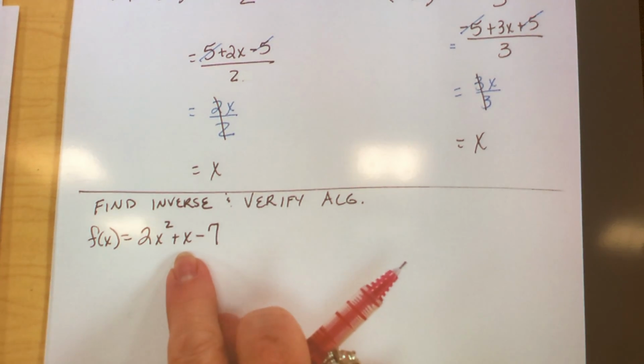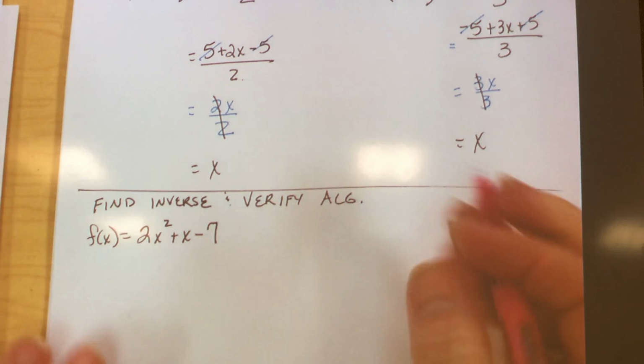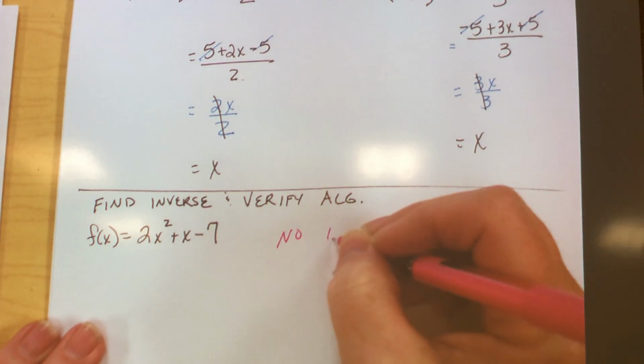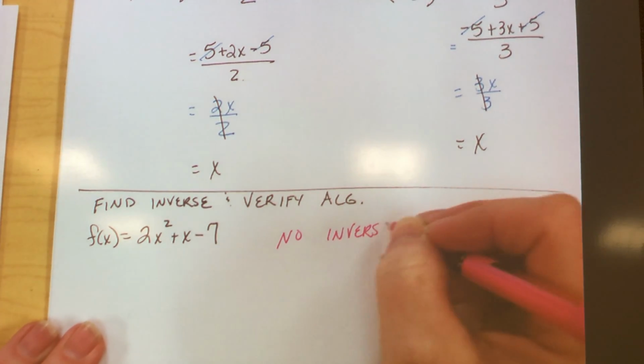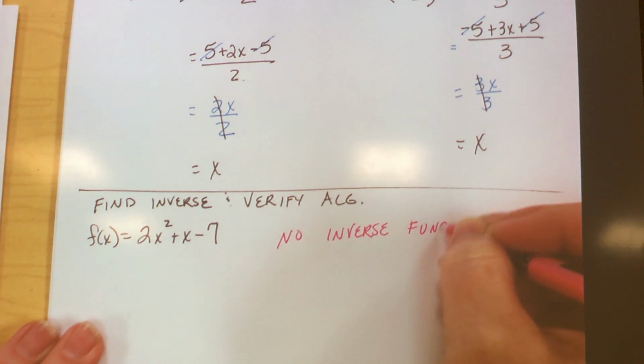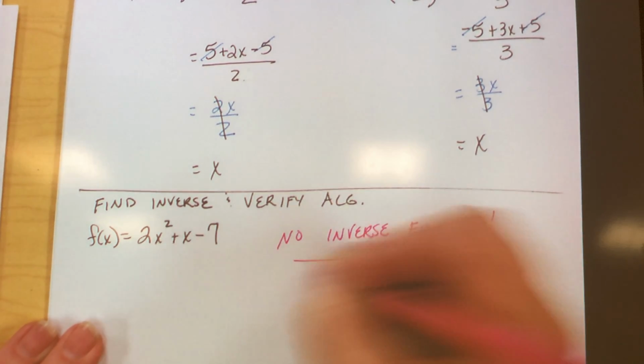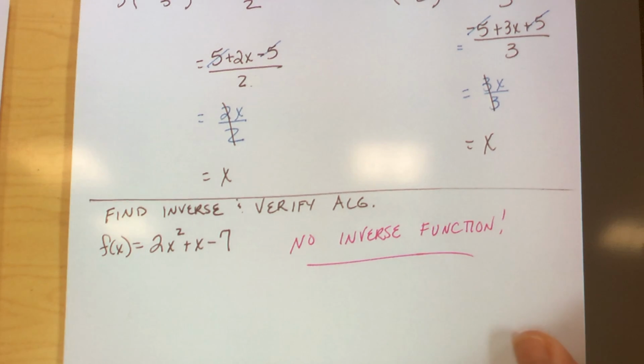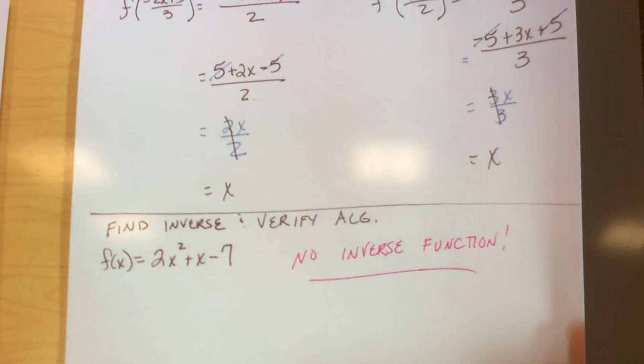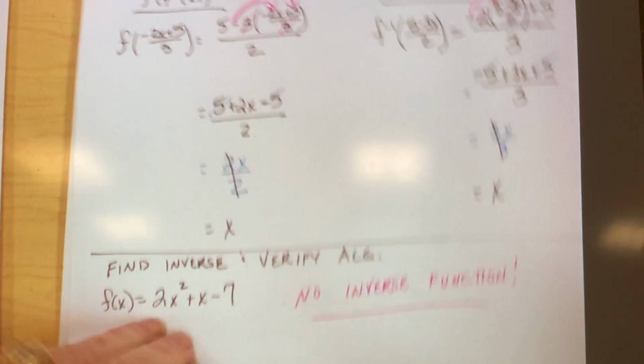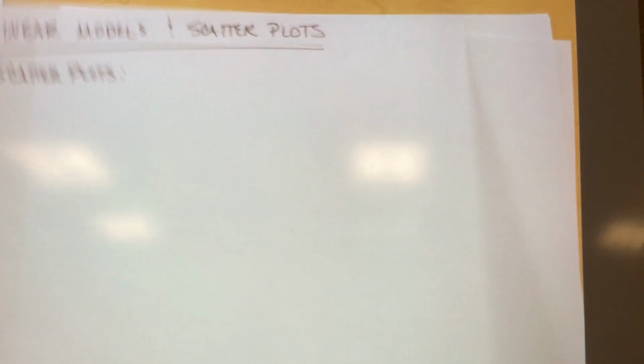What's the first thing I told you you're supposed to check every time? Is it 1 to 1? No. This is not a 1-to-1 function. So it has no inverse function. I said this way. Okay? No inverse function. Alright, so good job. Or not so good job. Alright, whichever one is you.